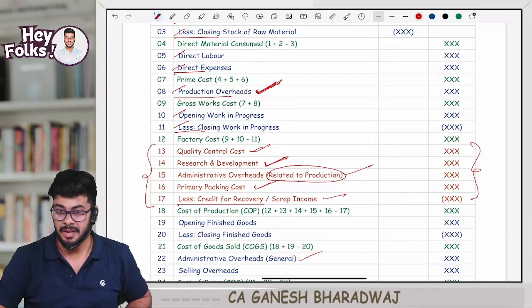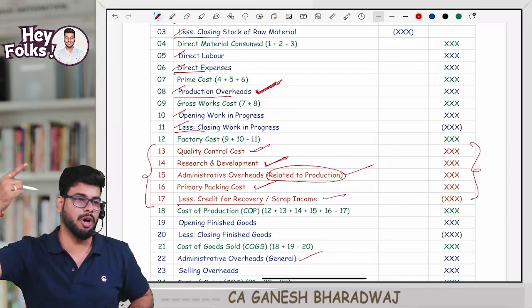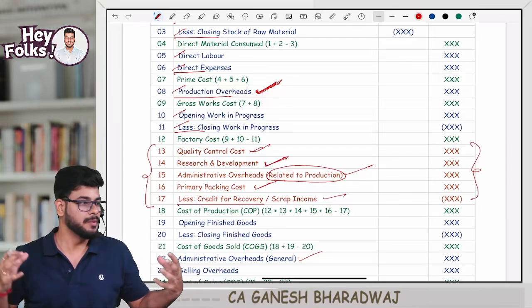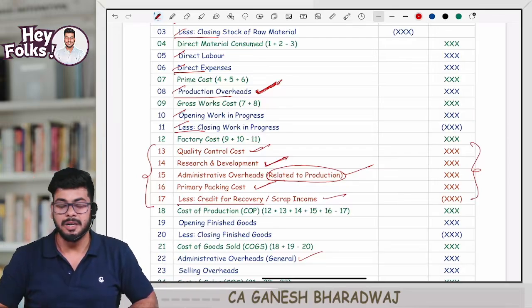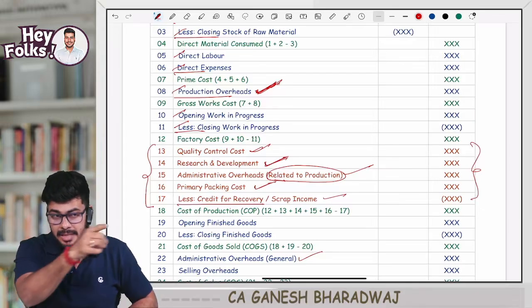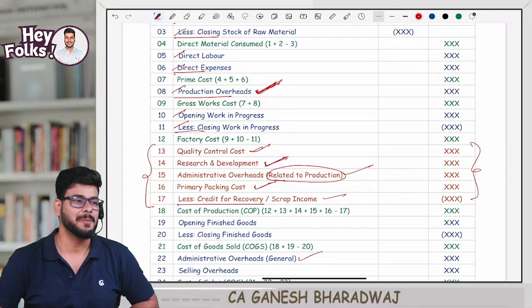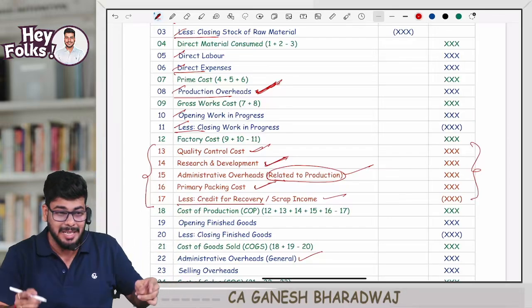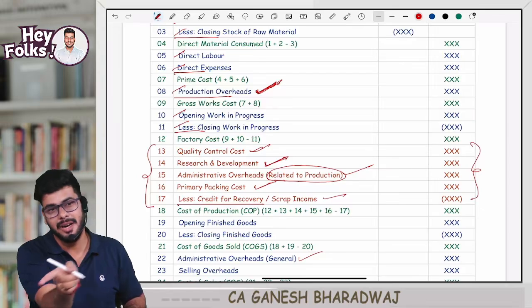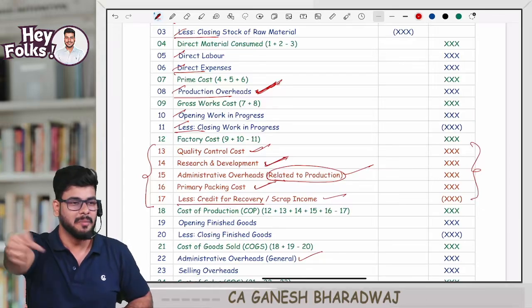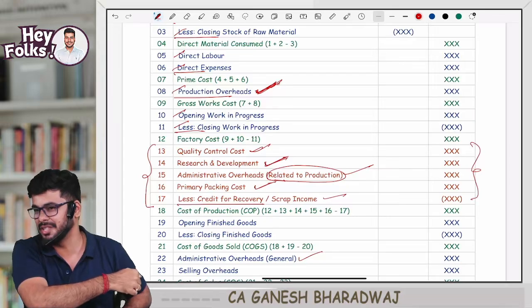Now, this guy has one more boss, who is actually the plant head, the production control manager. Where does he sit? He also sits in the factory only, but inside an AC room. Whatever amount I pay to him is administration overheads, but related to production. Why? He's not sitting in the corporate office. He's sitting in an AC room, but in the factory itself. Clear with this?